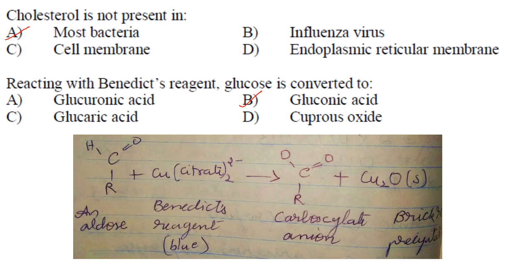Then reacting with Benedict's reagent, glucose is converted to. So glucose is having an aldehyde group, it is an aldose, and an aldose reacts with the Benedict's reagent forming a carboxylate anion, or here it is gluconic acid. So answer here is option B, that is gluconic acid. And what is Benedict's reagent? It is a complex mixture of sodium citrate, sodium carbonate and pentahydrate of copper sulfate 2.